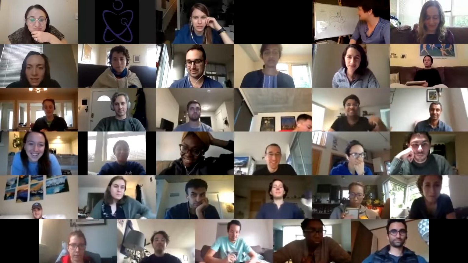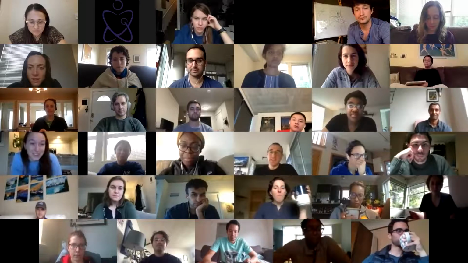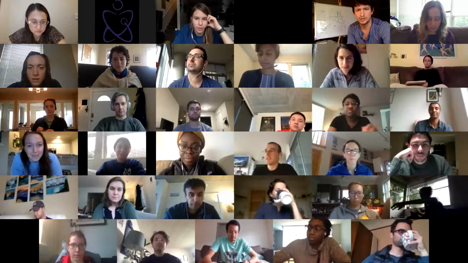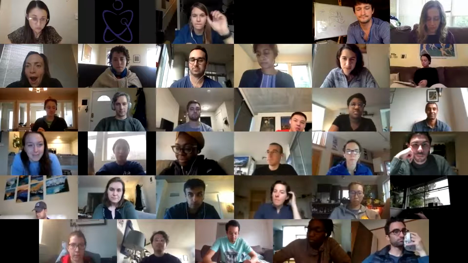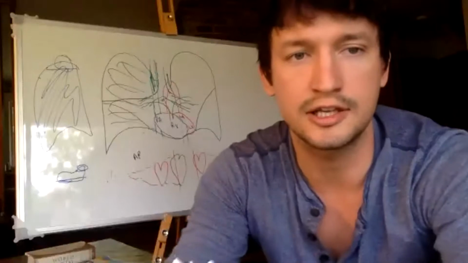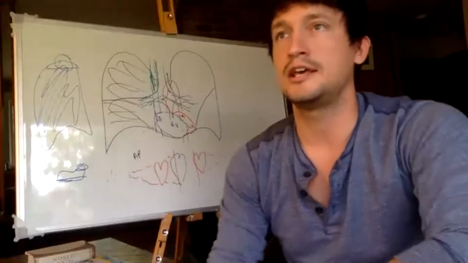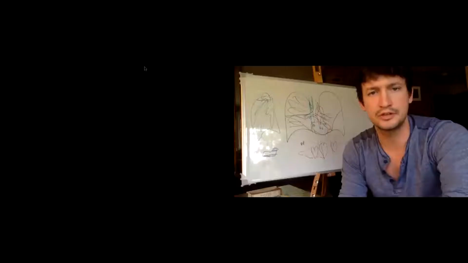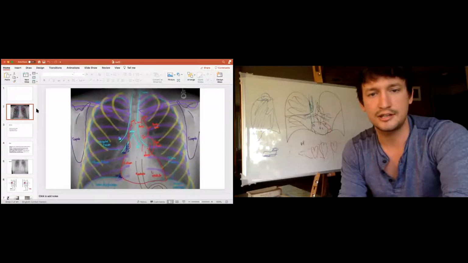So silhouette sign. Does anyone know what a silhouette sign is? While I'm talking about the borders of the heart? Anybody? When you can't see the edge of the heart, so you can't see a clear, crisp border. There's something blocking it. Great. And the reason that happens is, you know, radiographs are pretty stupid. So they're just reading the different densities.